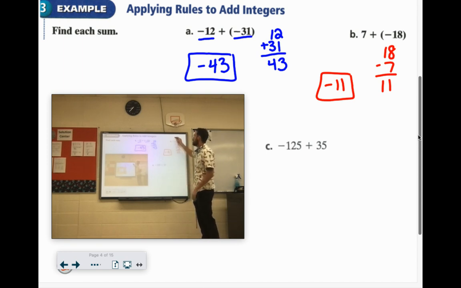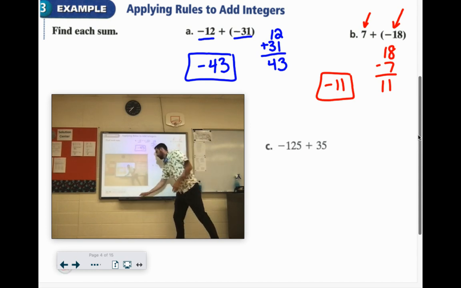Another way I like to think of it is like having and owing money. So you have $7, you owe someone 18. Do you have enough? No, you don't. So you're going to owe them money. So that would indicate you have a negative balance.